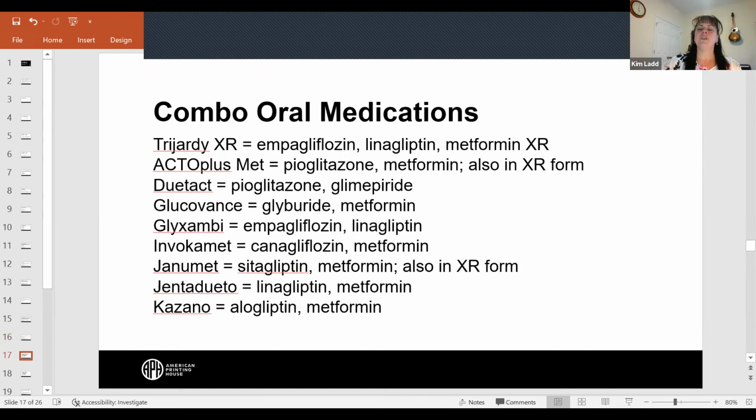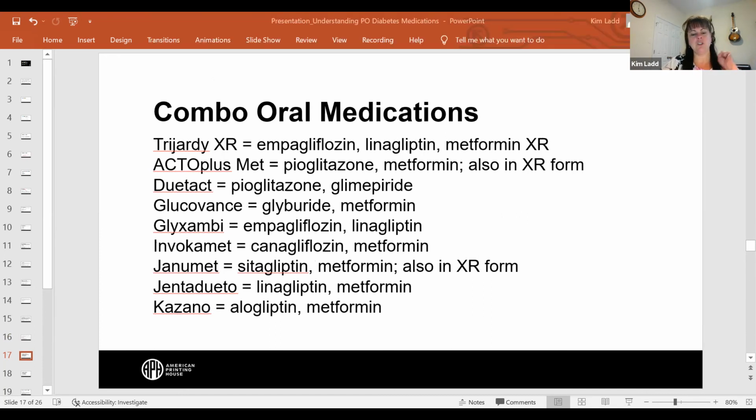All right. So now what they've started doing is, because most people that have diabetes are on more than one pill, drug manufacturers have started combining medications into one pill. I'm not going to go through all of these. I have them listed in the handout, but I just wanted to make you aware of them. These are not new medications per se. The fact that they're a combination pill is new, but they're taking existing diabetes medications and combining them into one pill.